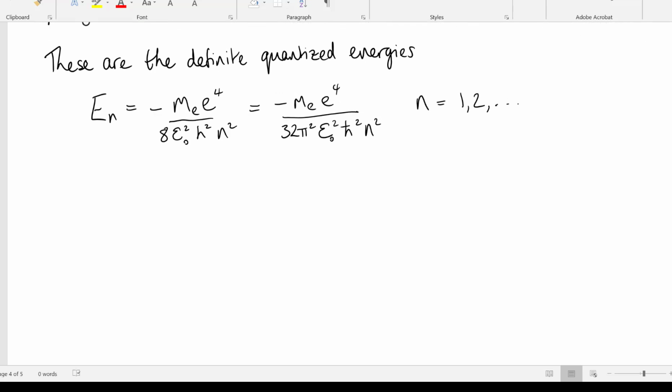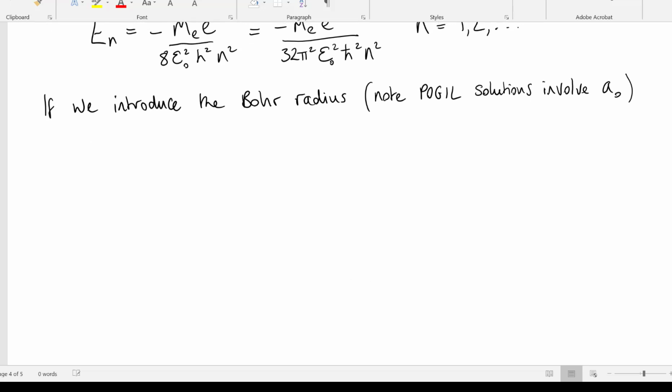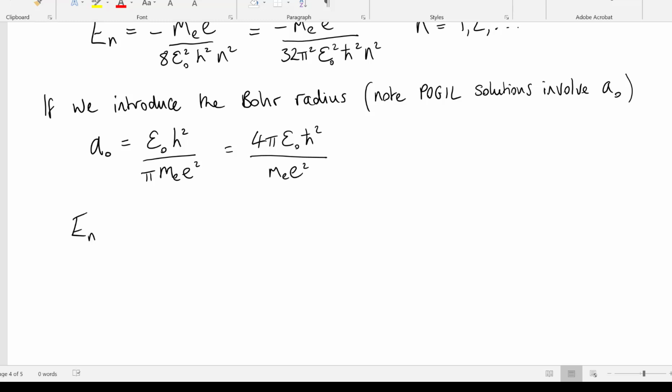If we recall the Pogil exercises, we recognize that there is a Bohr radius to think about. And that Bohr radius is given as follows. So that Bohr radius is made up of a collection of universal constants, and therefore E sub n in terms of the Bohr radius is equal to minus e squared over 8 pi epsilon naught a naught n squared. And again, we'll make sure we write down the quantum numbers.